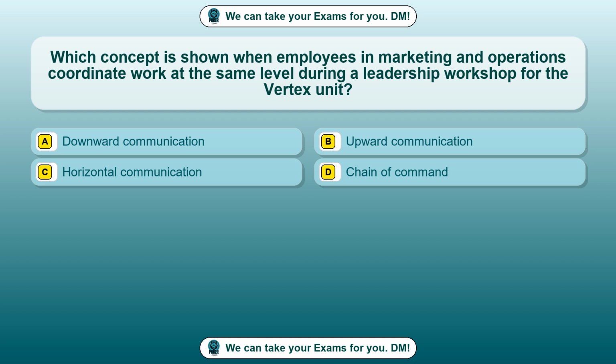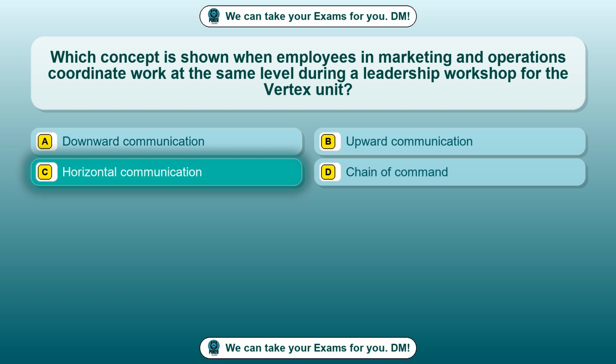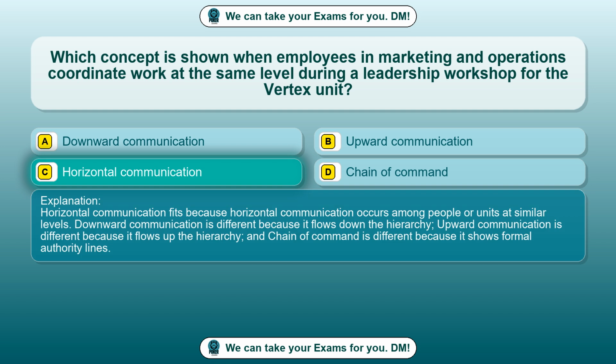Option A, downward communication. Option B, upward communication. Option C, horizontal communication. Option D, chain of command. The correct answer is option C, horizontal communication. Horizontal communication fits because horizontal communication occurs among people or units at similar levels.